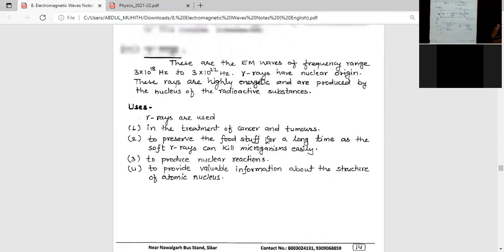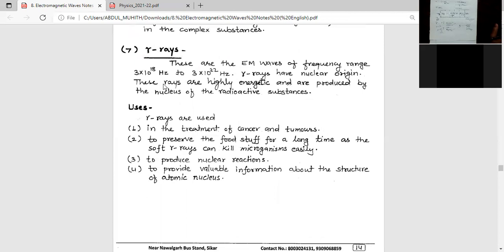Last one is gamma rays. The frequency of gamma rays is 3 into 10 to the power of 18 hertz to 3 into 10 to the power of 22 hertz, and gamma rays have nuclear origin. They are coming from the nucleus of the radioactive element, not from the electron. Some reactions are happening inside the nucleus, and then rays are coming out.